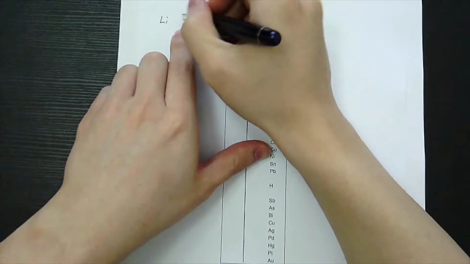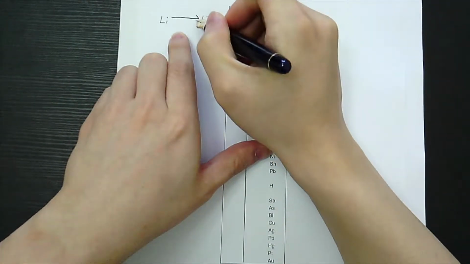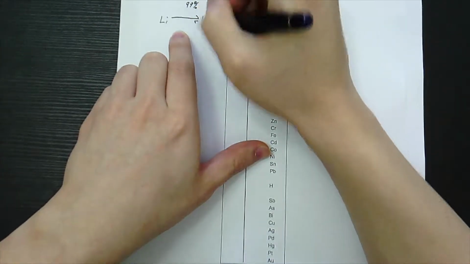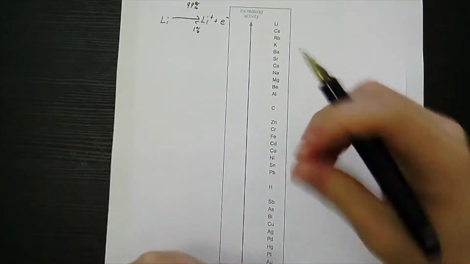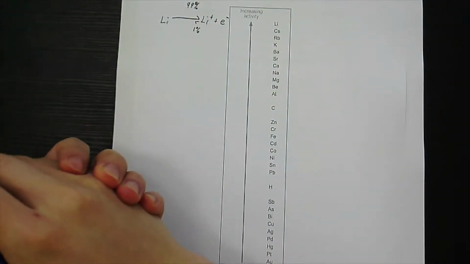But I can write the equation using an equilibrium like this. Just 99% oxidation and 1% reduction. I can say the lithium ion is very stable, it hardly goes backward. So yeah.